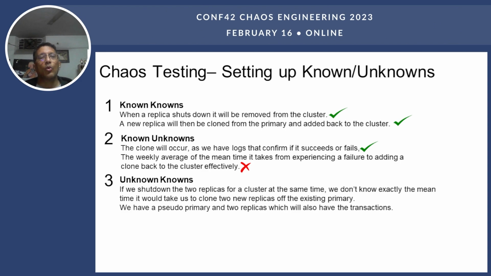Then let's go to the unknown knowns. What is unknown here? If we shut down the two replicas of the cluster at the same time, we don't know exactly the mean time it would take us to clone two new replicas of the existing primary. Just imagine replica 1, replica 2 both get shut down. We've never tried that, so we don't know how much time it will take for the primary to be cloned twice and put both the replicas into the entire system.